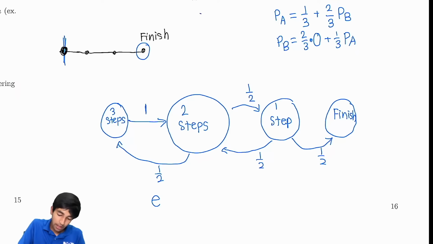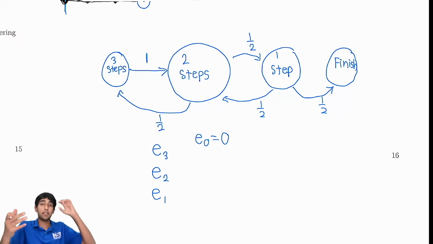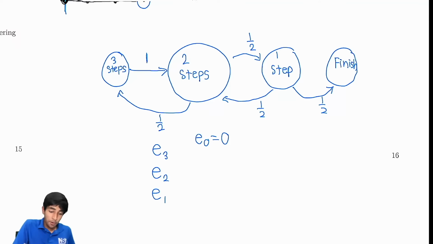So the expected value from 3 steps away is e of 3. The expected number of steps from 2 steps away is e of 2. And from 1 step away, let's call it e of 1. And from 0 steps away, e of 0 is just obviously going to be equal to 0, because when you're already at the finish line, the expected number of additional steps is 0. So what we're trying to find is e of 3. From point 3, how many expected steps are we going to take?